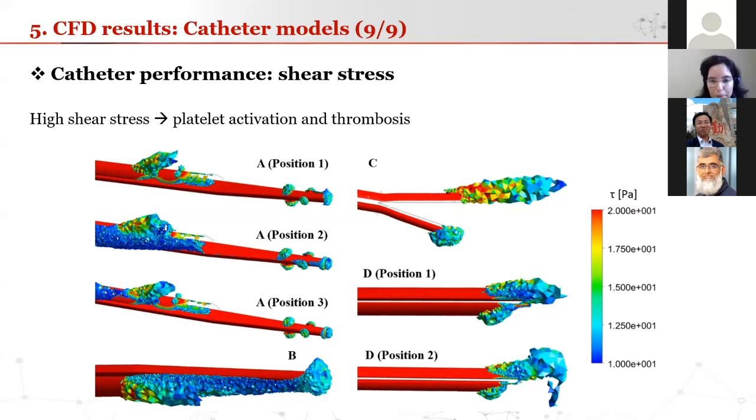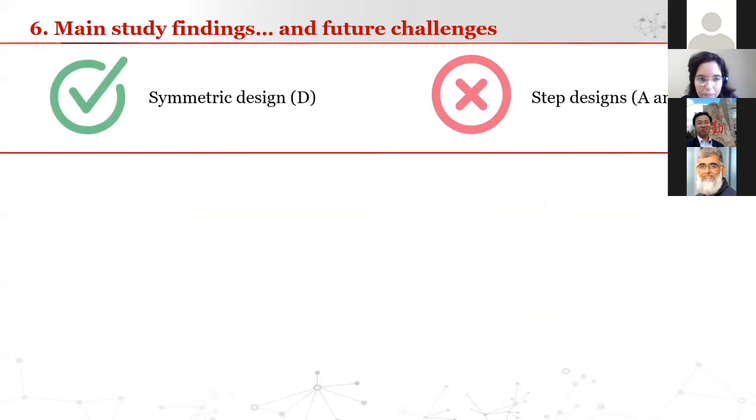So this picture here gives us a better visualization of this. This is the shear stress between 10 and 20 Pascal. And we can see that there is basically shear stress within this range in all of the lumen exits and side holes, which is a bit worrying because this gives us the hint that there may be a potential for clotting formation in these regions. So definitely this needs to be looked into.